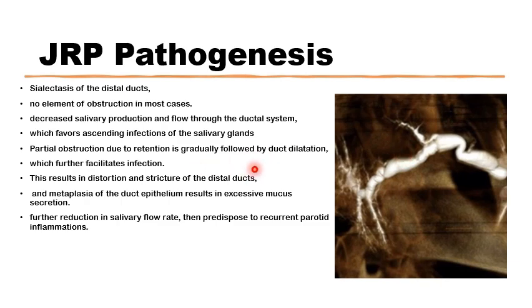Also, there would be some distortion of the duct itself, as you can see, and with inflamed areas and fibrous healing of these inflamed areas, some strictures could also be noted. Despite the generalized dilatation, there would be localized strictures in many areas, giving the duct a beaded-like appearance. And then metaplasia of the covering epithelium would cause excess mucus production and mucus plugs, and this would cause further reduction in salivary flow rate and predispose to recurrent infections.